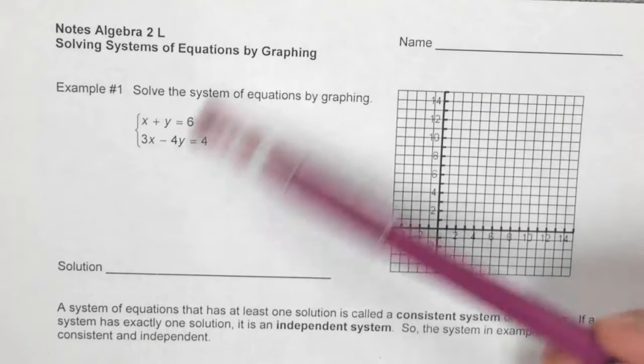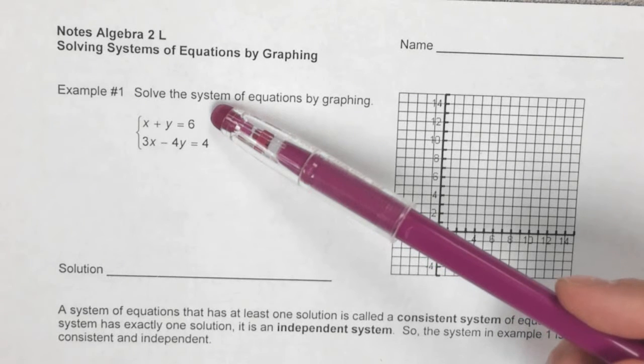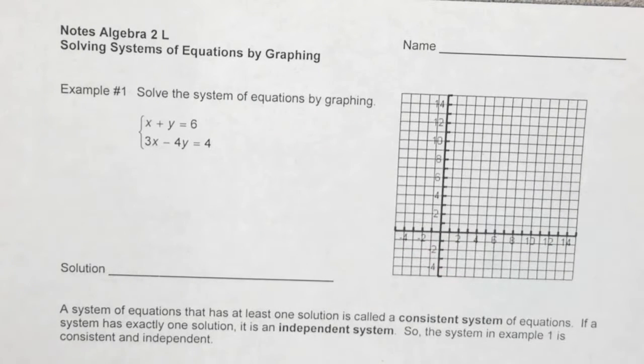You did it for like a month in Algebra 1. Do you remember? Maybe not. It's just when you have 2 lines or more. That's called a system. You could have 2, 3, 4. Anything more than 1 is a system.